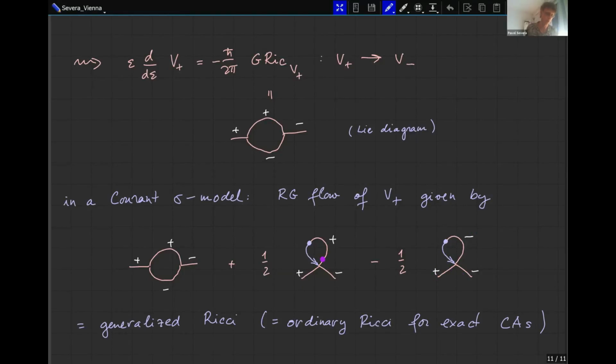So these are again just some one loop diagrams, and those one halves that one obtains when one computes those Feynman integrals. And it turns out this is again what is called the generalized Ricci tensor. And in the case of an exact Courant algebra, it is simply equal to the ordinary Ricci tensor. So I can stop on this. Thanks a lot. Thank you.